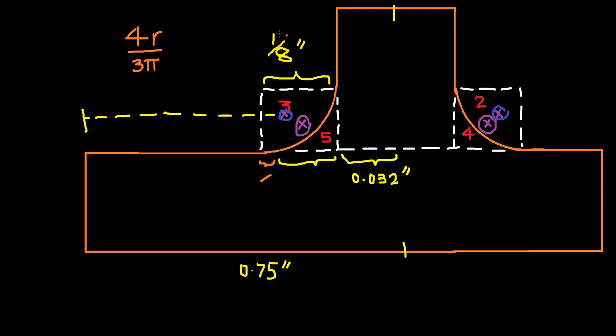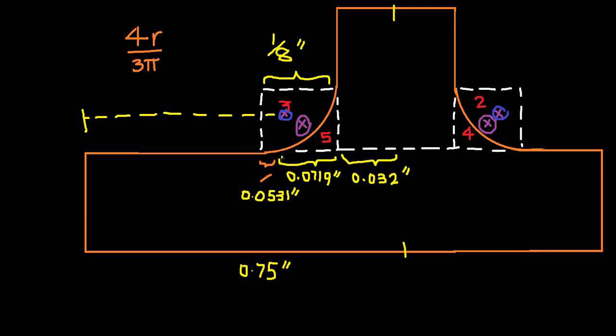Now, once you find this missing length, it's all about subtracting 1/8 minus this length that we found by substituting 4r over 3π, which will get us this missing unknown value. Well, let's sub it in so it's much easier to see. We get 0.0531 inches, which is this orange length.